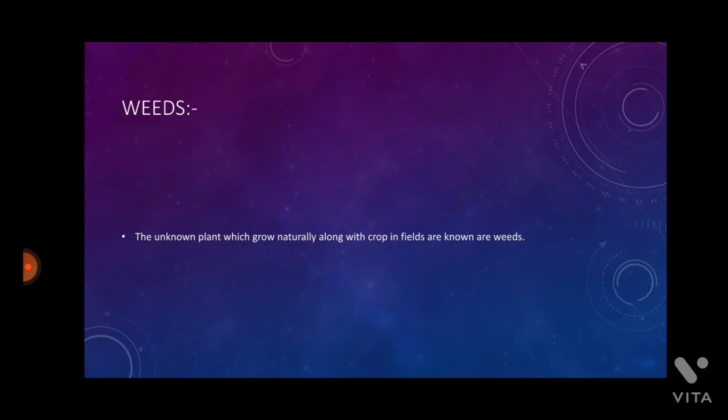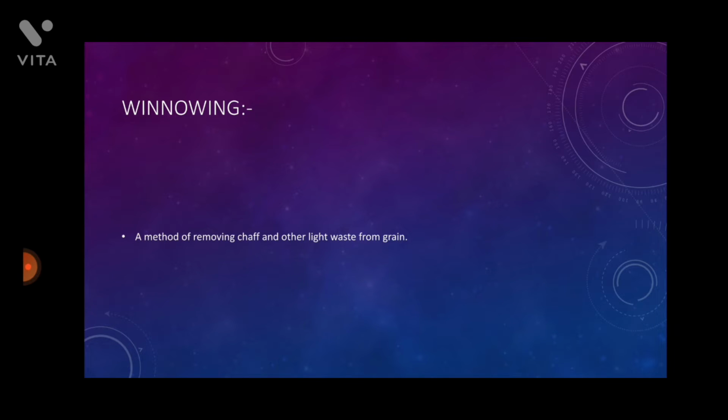Next is weeds. The unknown plant which grow naturally along with crop in field are called weeds. Next is weedicides. Certain chemicals which are spread in field to kill weeds are called weedicide. Next is winnowing. A method of removing chaff from other light waste from grain.